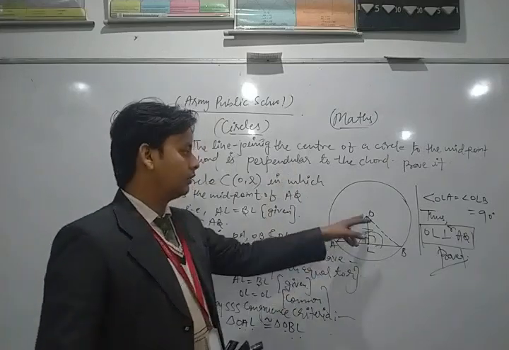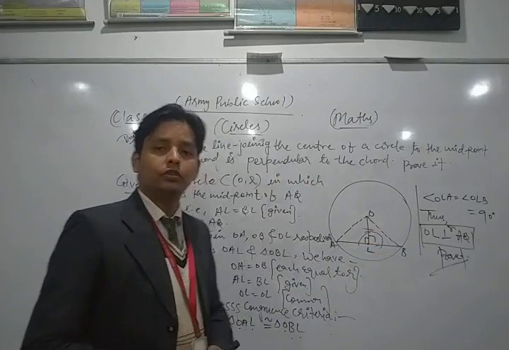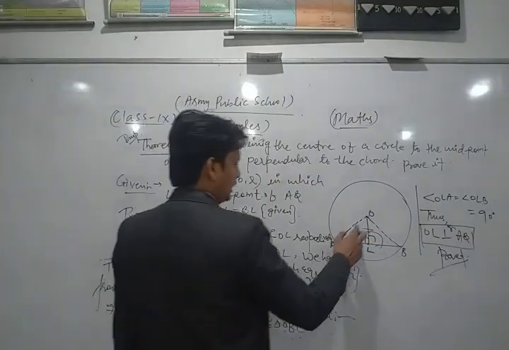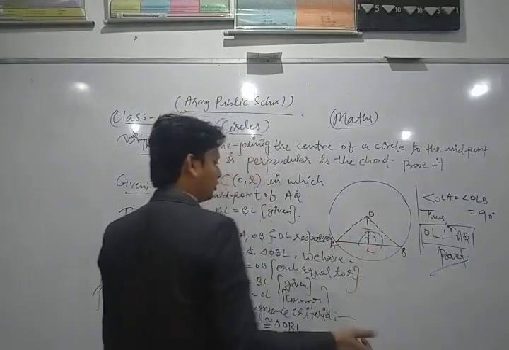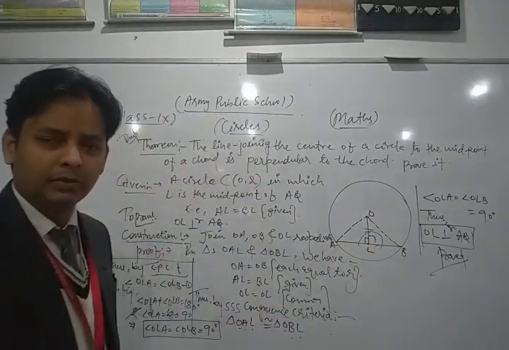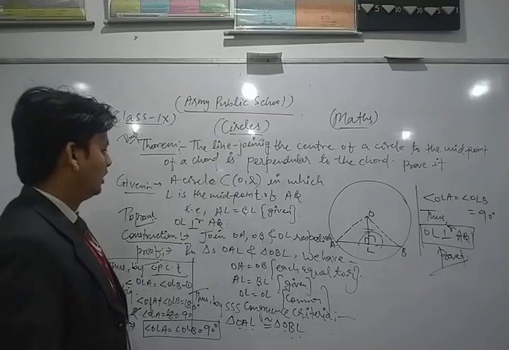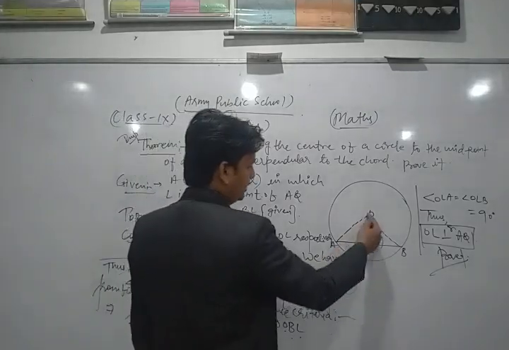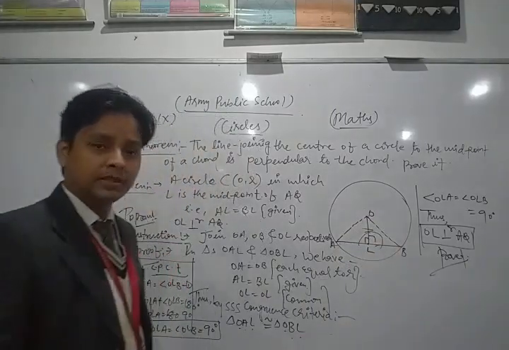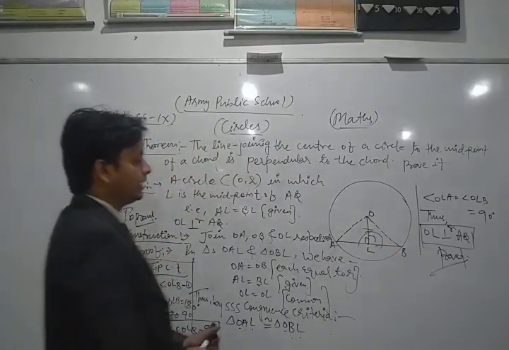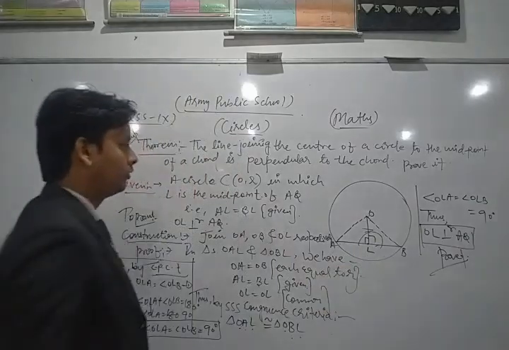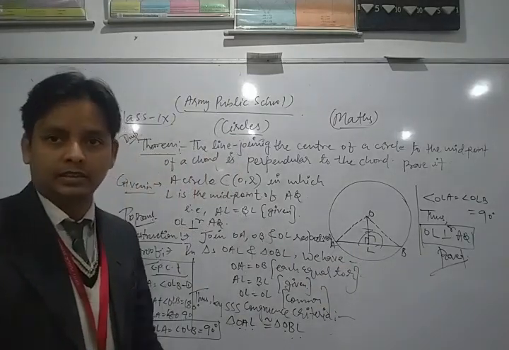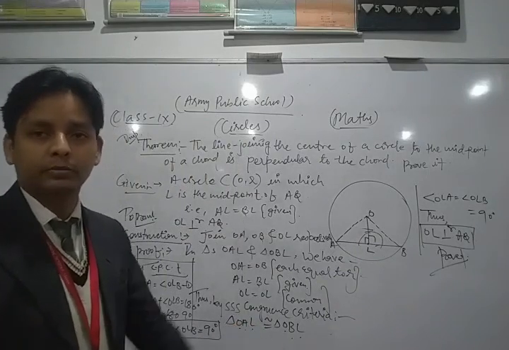So for that we join OA and OB, and first of all we have to show that triangles OAL and OBL are congruent to each other by the help of the congruence criteria. After proving them, angle OLA is the same as angle OLB by the concept of CPCT. Now these form a linear pair, so from there we get that OLA plus OLB is 180 degrees. In this way we can prove that result, which is very important for you and your upcoming examination.